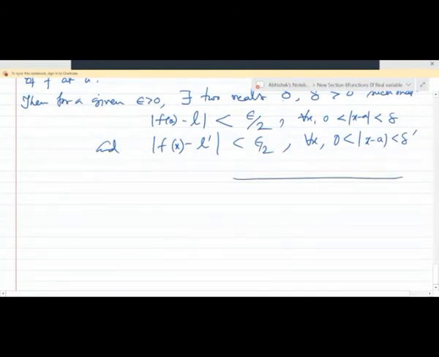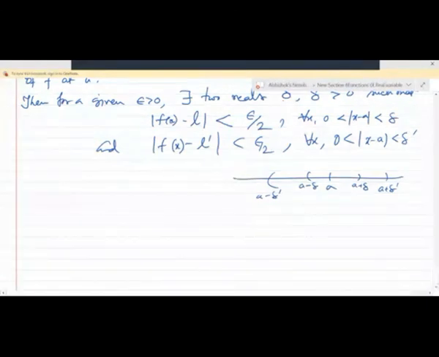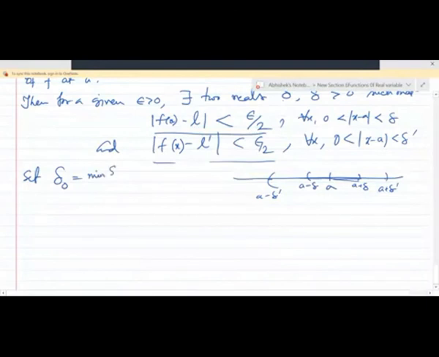You are choosing the smallest one. Suppose this is your a and this is your a minus delta, a plus delta. And suppose this is your a minus delta dash, a plus delta dash. So in between a minus delta and a plus delta, this inequality holds, and in between a minus delta dash and a plus delta dash, this inequality holds. Now if you take the smallest delta out of delta and delta dash, what is the smallest? That means the intersection of these two sets, the bigger set with the smaller set. So the intersection will be the smallest one. That means you need to choose the smaller of delta and delta dash, right? And then you set delta naught as the minimum of delta and delta dash.